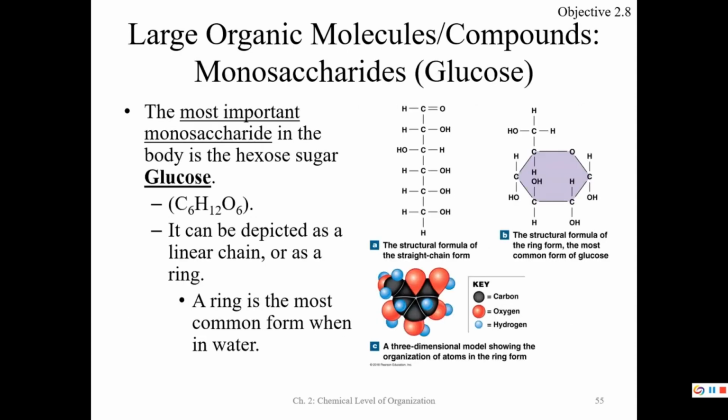Now, the most important monosaccharide out there is your glucose. It's your blood sugar, for example. When we say blood sugar, we are talking about your glucose. It has a chemical formula of C6H12O6. It can be shown as a linear chain or a ring structure. Ring is the most common form when in water, so that's why the most common form of glucose is a ring.